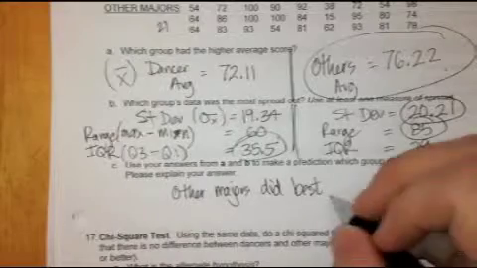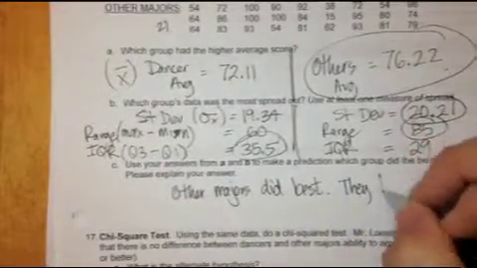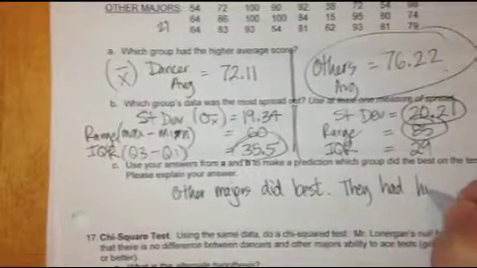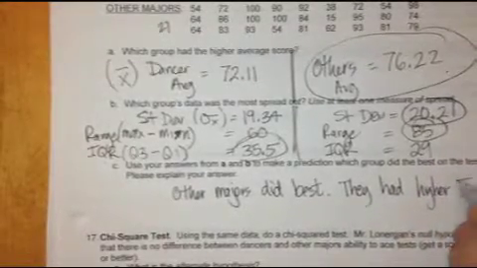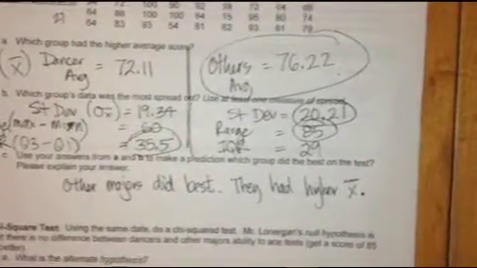And then I just want to explain myself by saying that they had higher average, X bar. Okay? That's all for number 16.